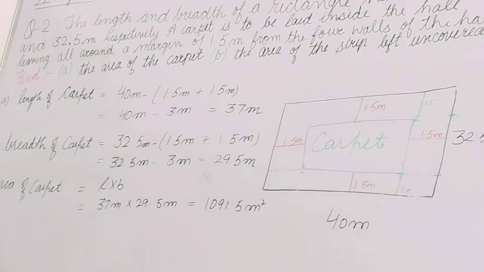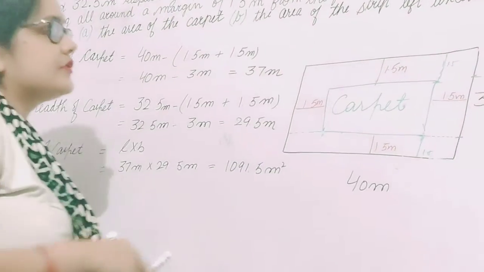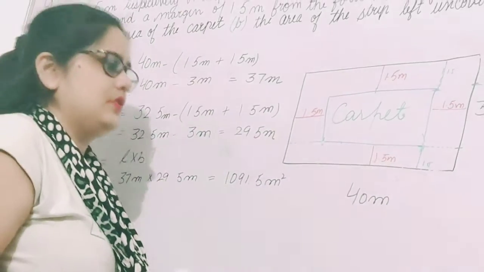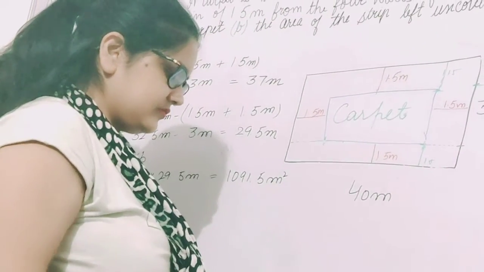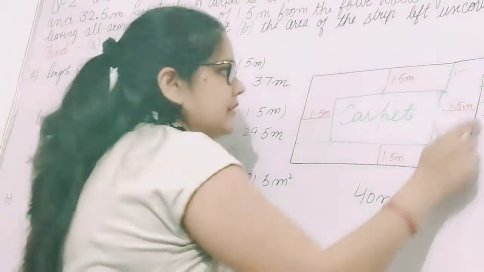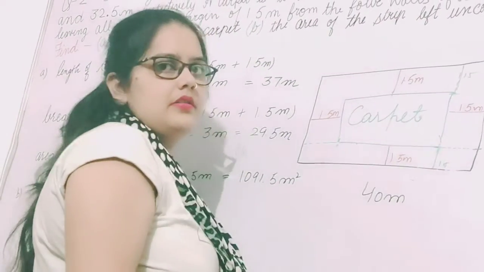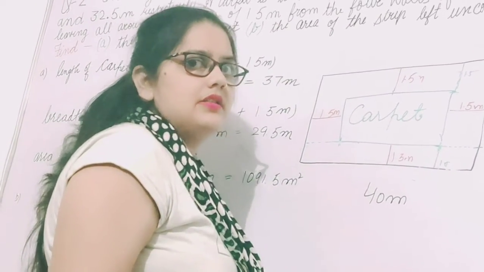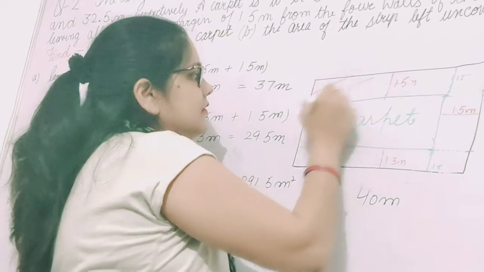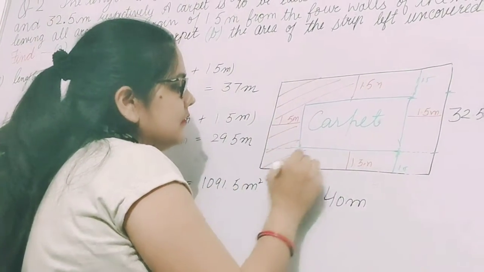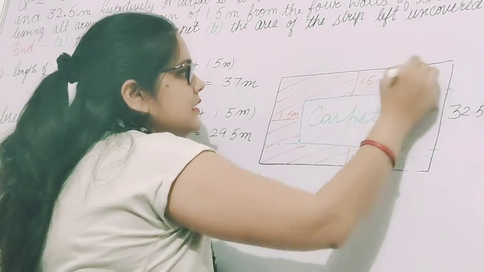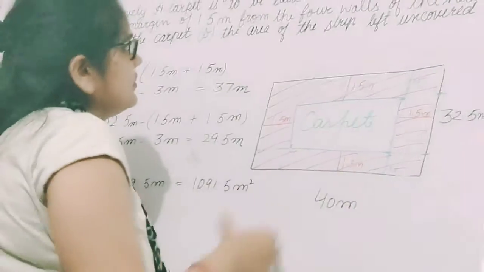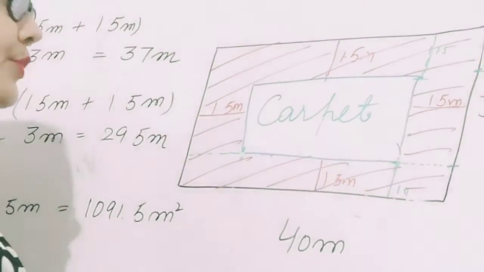Now B part. B part is the area of strips left uncovered. So now look at here. Which portion is uncovered? This is the rectangular hall. This is the carpet. Here we leave margin. In this margin we have not laid a carpet. That means this is the uncovered area. Now we have to find out this area of uncovered portion.